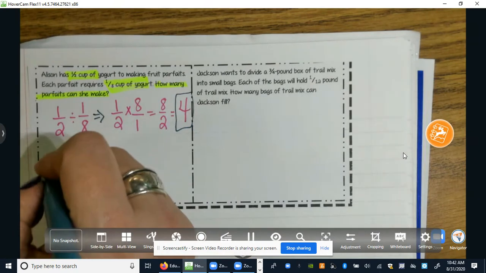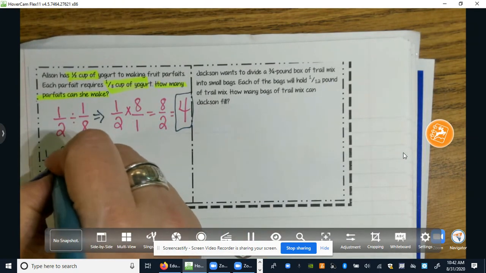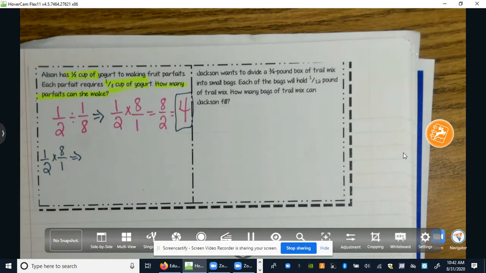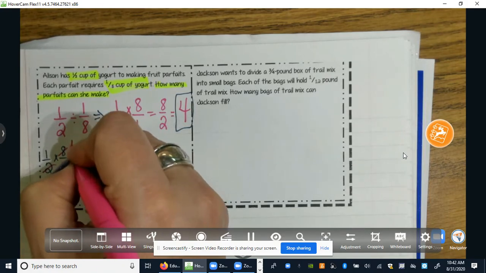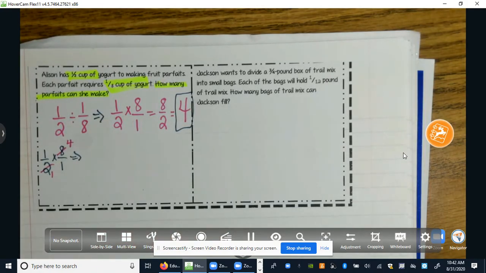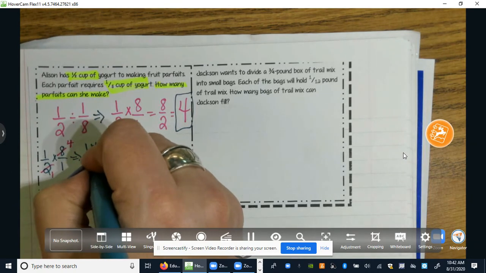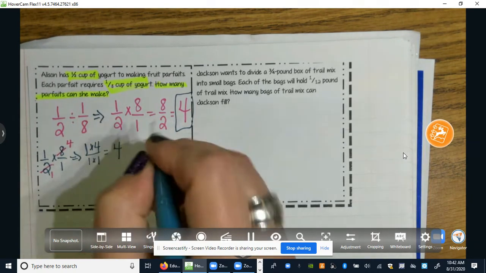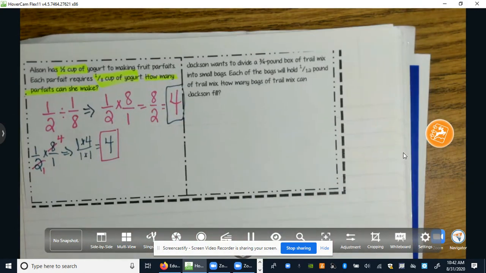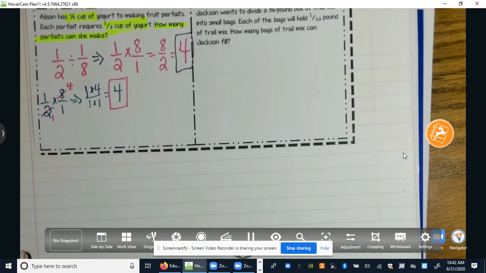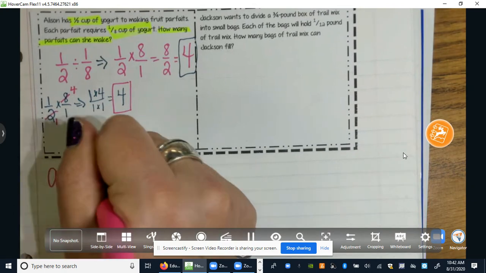Now, if we simplified before we multiplied, 2 can go into 2 1 time, and 2 can go into 8 4 times. So then we have 1 times 4 over 1 times 1, which still gives me an answer of 4. So Allison can make 4 parfaits. I'm going to write this right down here. Allison can make 4 parfaits.